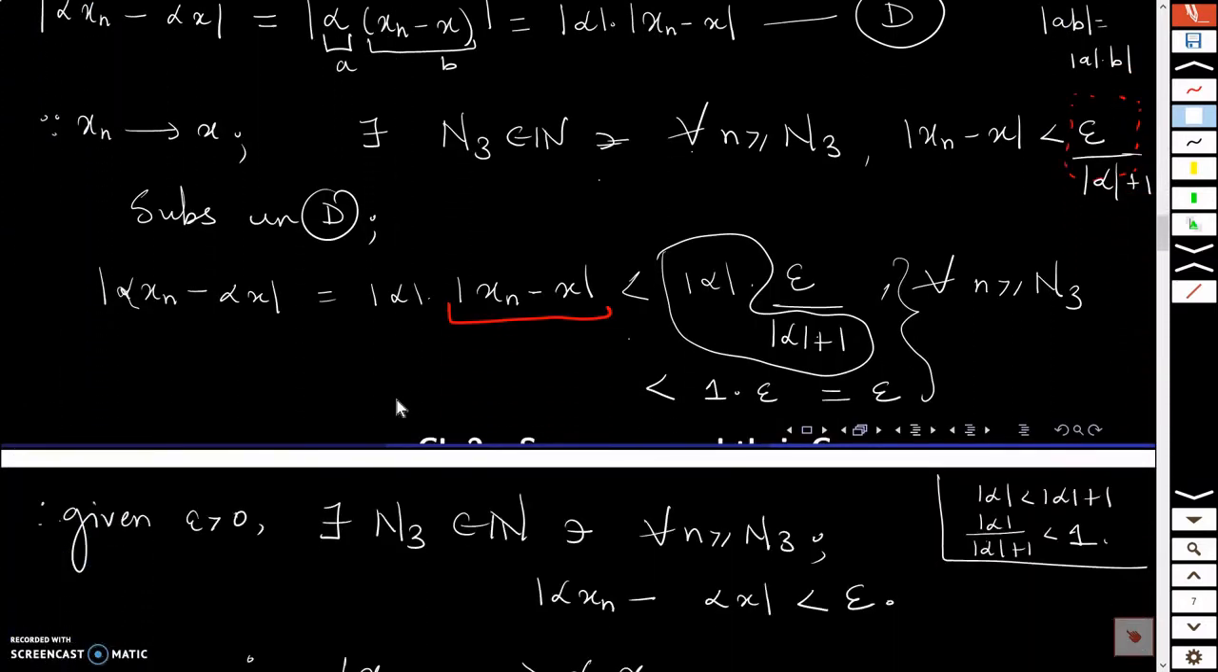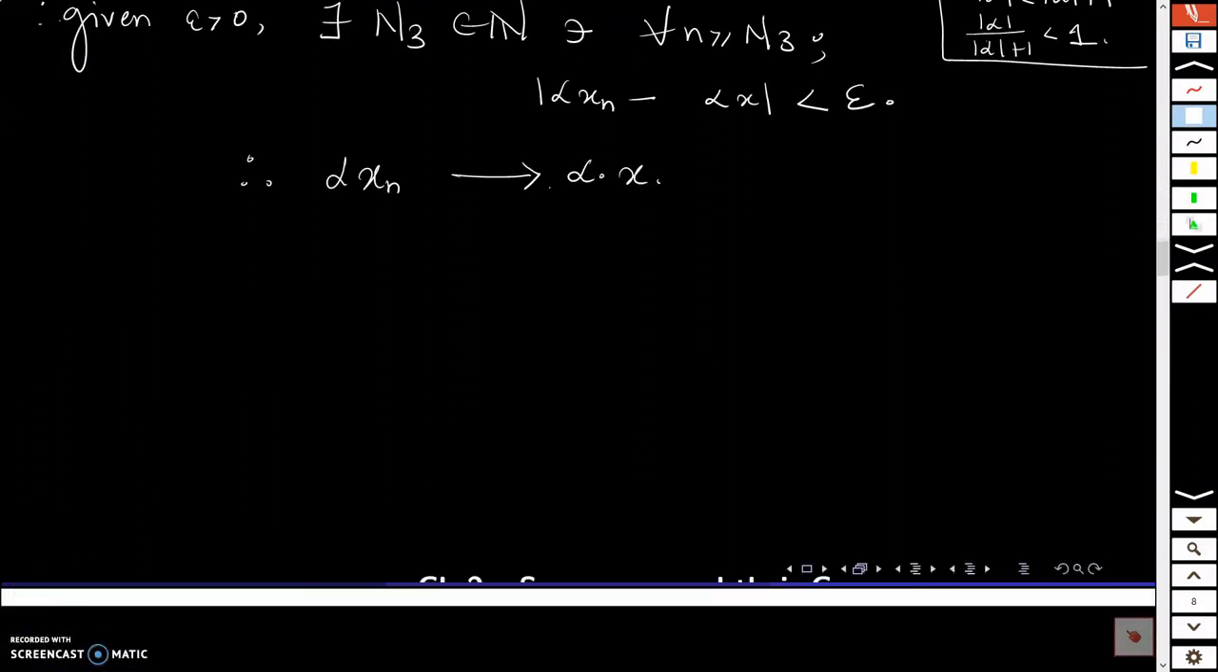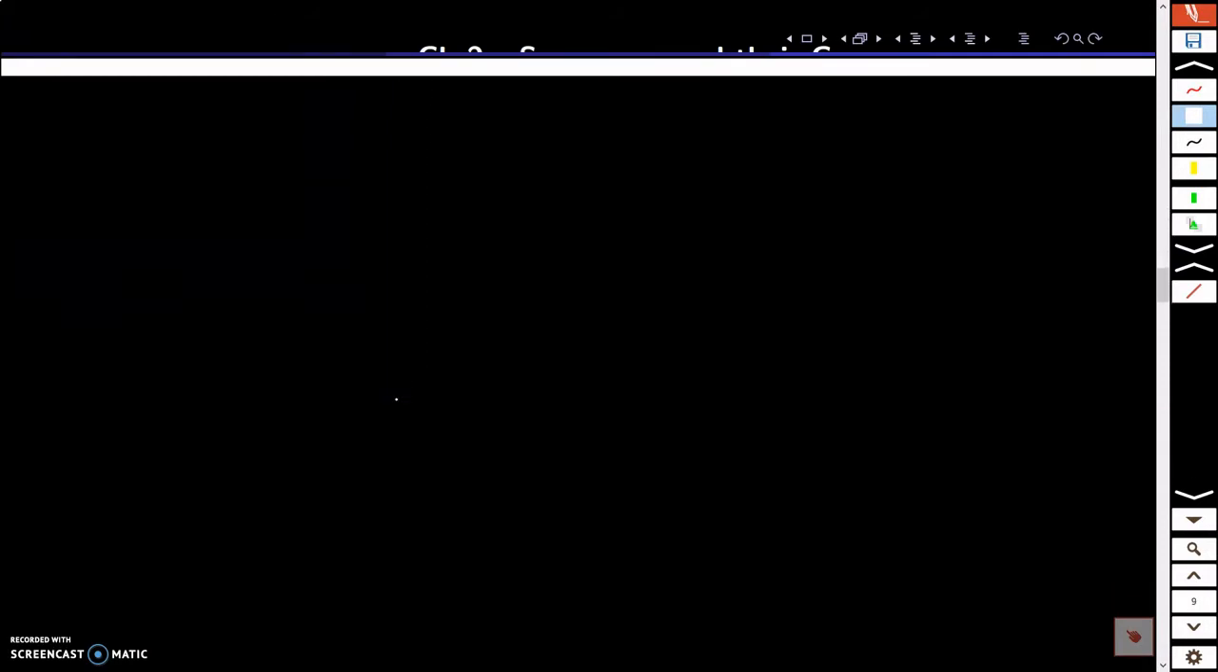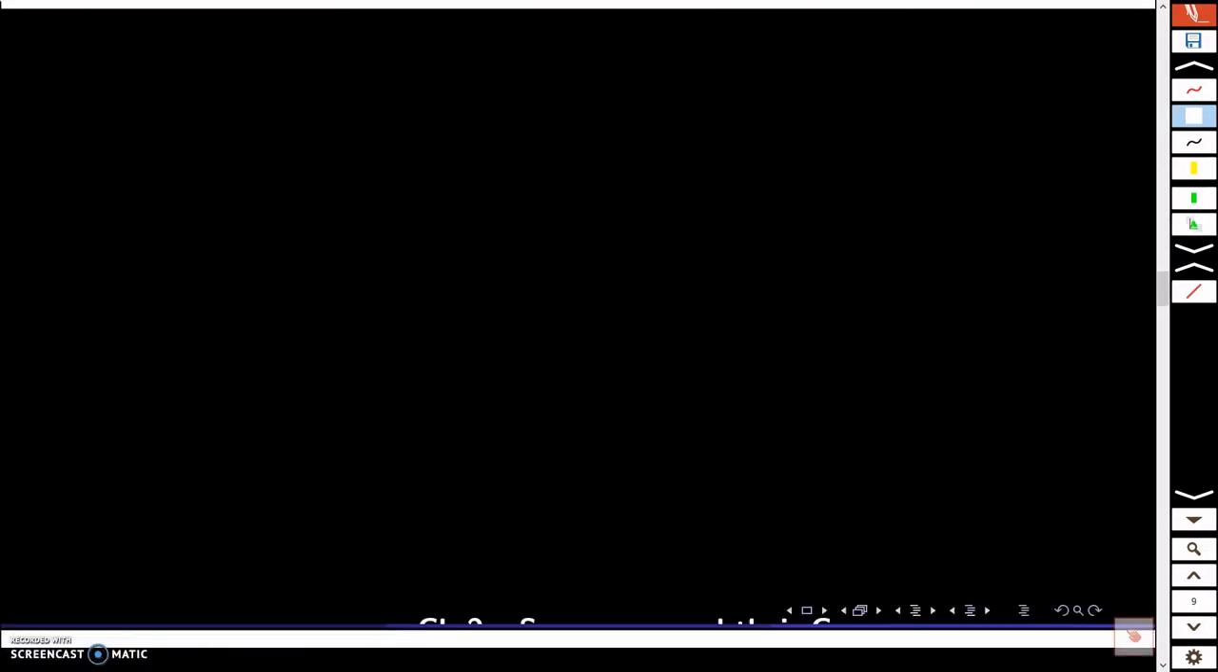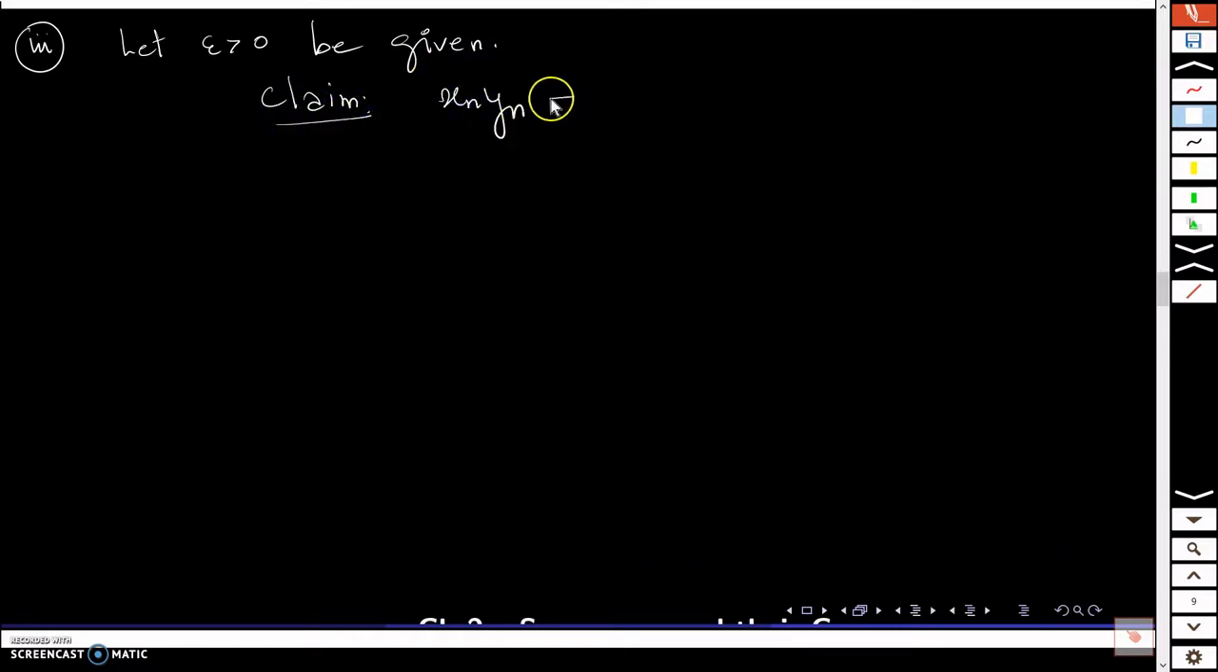So we are given that the sequence xn converges to x and the sequence yn converges to the point y. Right, so this is property number 3. Supposing epsilon is some positive number which is given to us, any positive number you pick up, our claim here is that the sequence xn yn converges to the product of their limits, that is x into y.